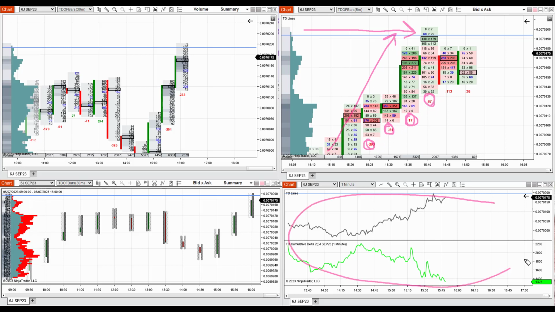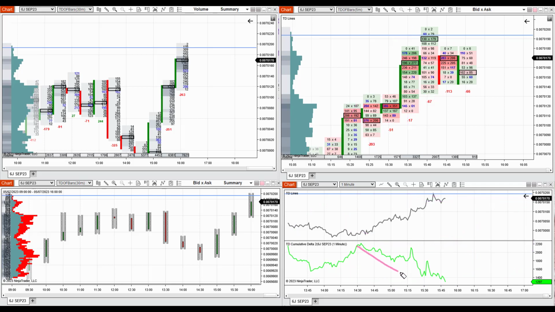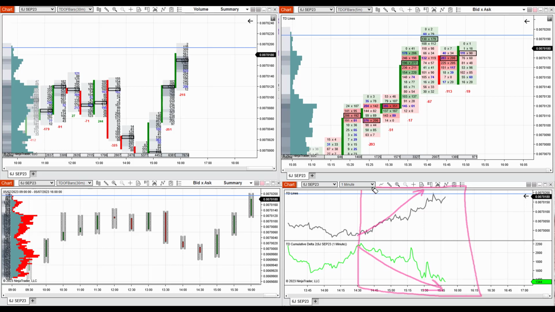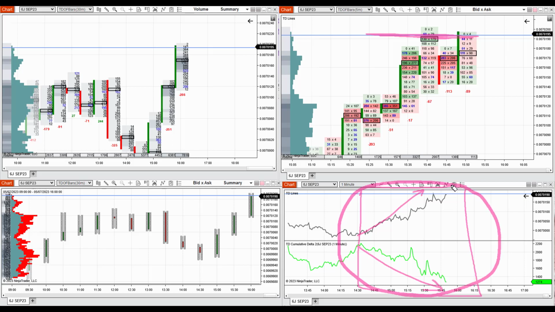You can see that also on the cumulative delta right here. This is price action chart, 1 minute time frame. Below it, this is cumulative delta. There's a huge divergence. Delta dropping, price rising. So even though the price is rising, sellers are jumping in at the same time. And this is telling me that there's likely to be a reaction, right? That's why I entered at first touch. I didn't need any other confirmation because this was good confirmation enough.